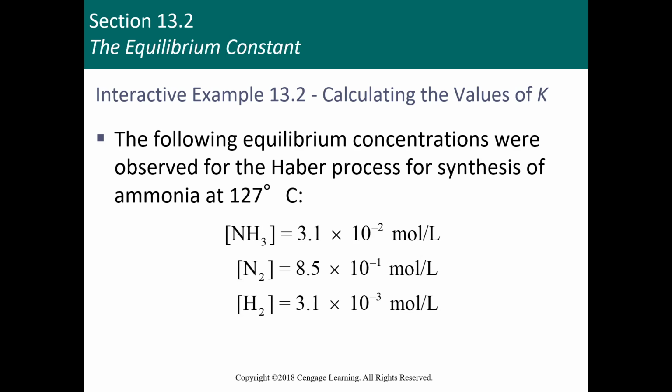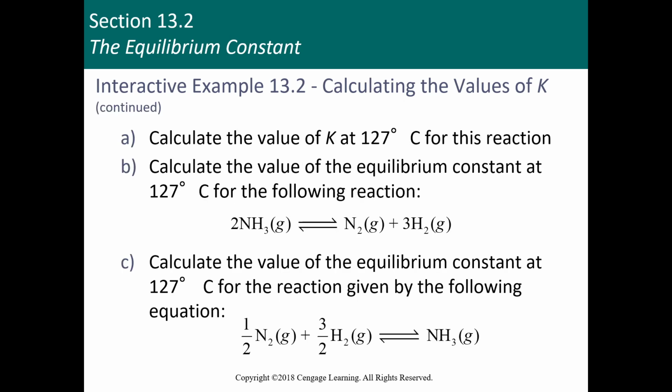All right, so if we observe the following equilibrium concentrations for the synthesis of ammonia at 127 degrees Celsius, which is the Haber process, by the way. This is the major way that you produce most of the ammonia that would go in things like fertilizer, if you're curious. And so right here, we have our equilibrium concentrations. Well, that tells us that we could plug these in and calculate a value for K, because these are the concentrations at equilibrium. So if we want to calculate the value of K at 127 degrees Celsius for this reaction, then we're going to use these values.